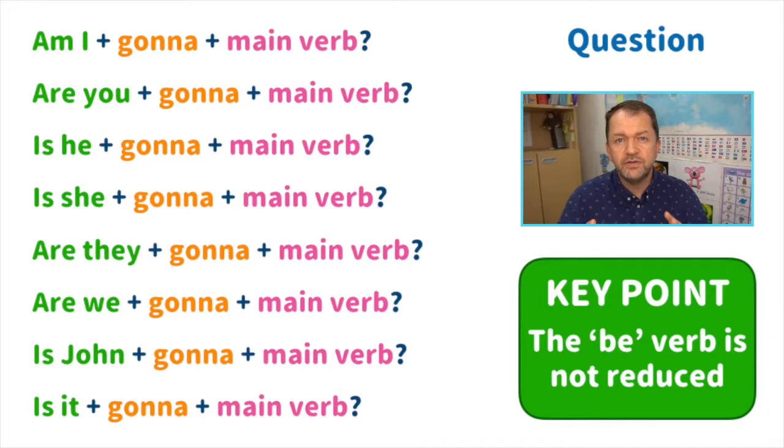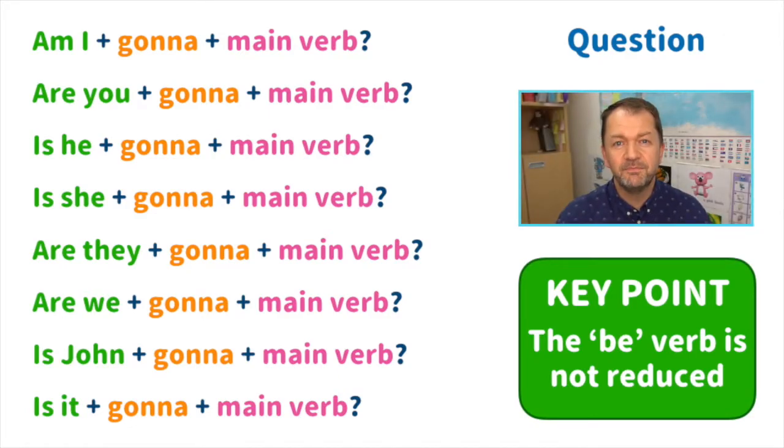Remember, because you're using the be verb, you cannot use the reduced form. So you have to say, is he gonna? Are we gonna? You cannot reduce the be verb. That's a key point. Okay, here's a little example. Is it gonna rain tomorrow?